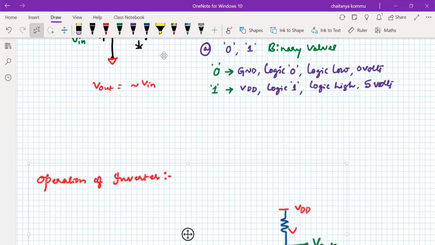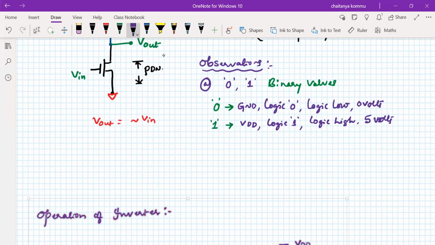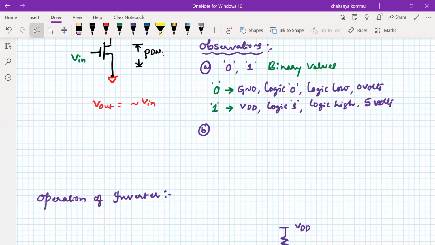Now, the second point to remember here is: what happens if you apply binary values to MOS devices? The operation, or the state, of the transistors.